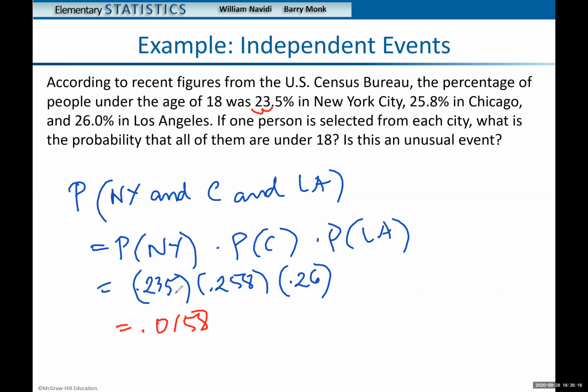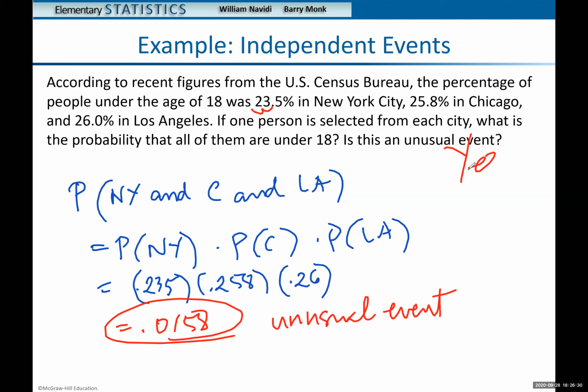So is this an unusual event? 0.0158. Yes. Because this is like 1.58%, right? So it's less than 5%. Questions? I guess no questions.